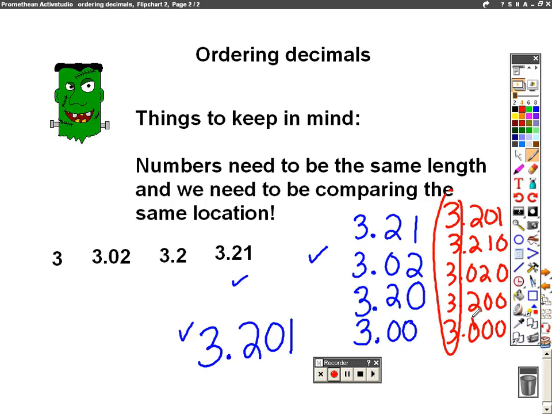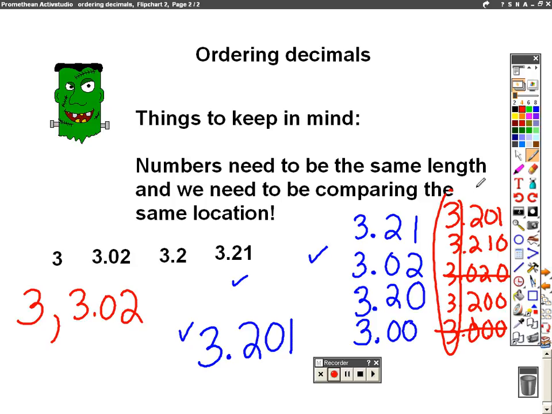Now when we compare, these all match, so I need to move to the next location. Okay, 0, 0. That's smaller than the 2, so I'm going to look at these two. Then I move to the next location. Which is less, 0 or 2? 0. So my 3 is going to go first. Okay, so I took care of that one. And then this is the only one with 0 in the second position, so we're going to write that one. And that's 3.02.